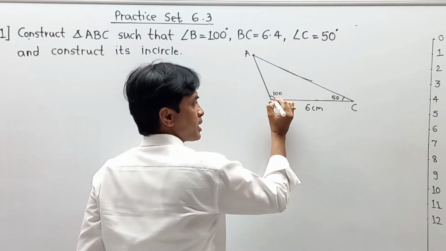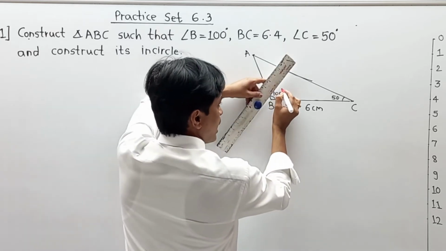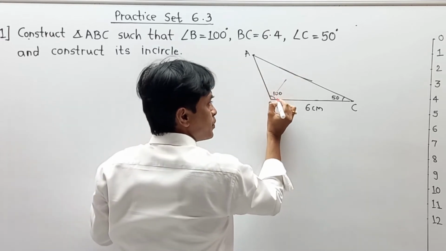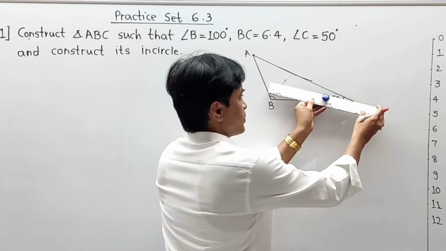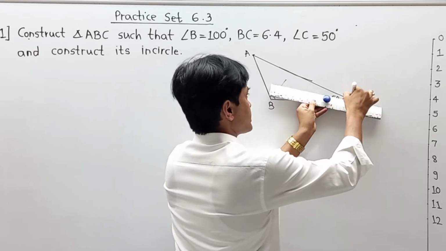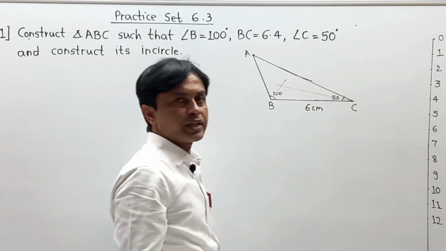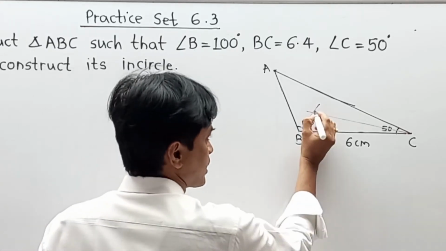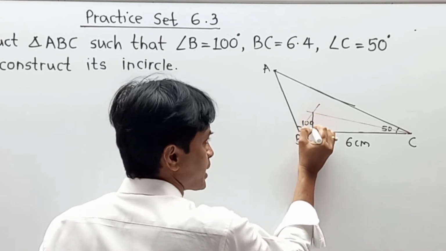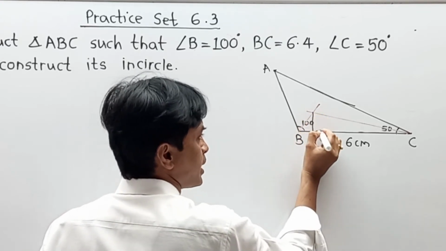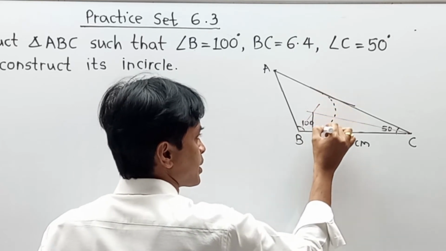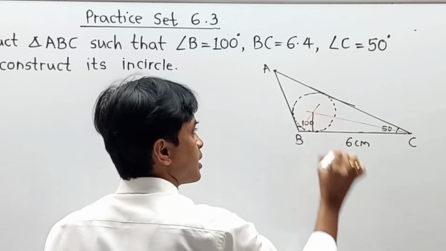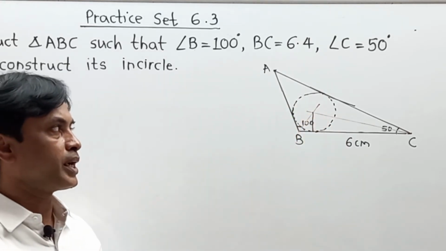Logically, if this is 100 degree, I am going to draw one angle bisector over here, which divides this angle into 50-50. And again this 50 degree angle will be divided into two equal parts, 25-25. With the help of this, I will get the particular center of a circle. From that I am going to draw one perpendicular, and with the help of that I am going to draw the incircle. And in this way you are going to complete your entire part.